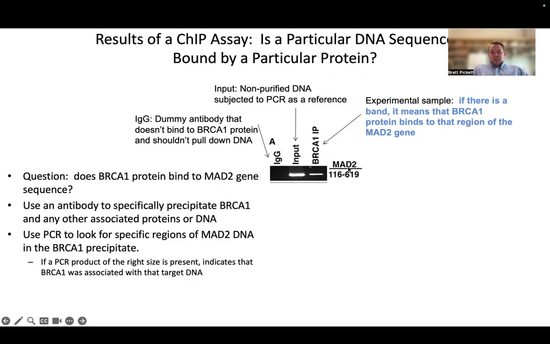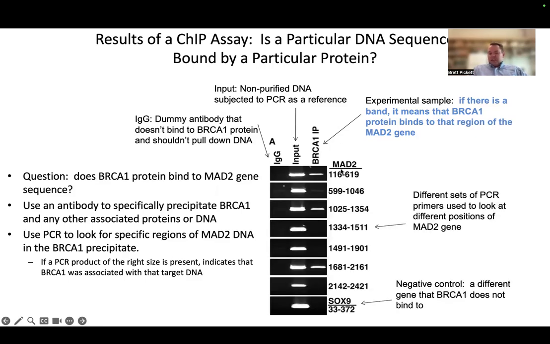MAD2 is on this side of the gel. This is going to be the region of the DNA that that protein stuck to. So MAD2 is a region in the DNA that ultimately codes for a protein. But right now we're just looking at nucleotide positions 116 through 619 in that gene. And since there's a band here, that says that this region of the gene interacts with this protein, so that protein would be immunoprecipitated with the DNA. That DNA would then be amplified with PCR, and we would get a band there.